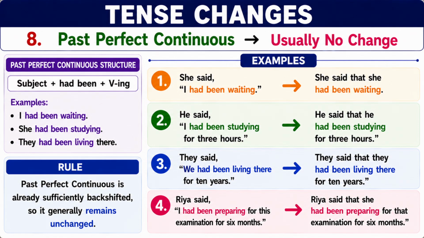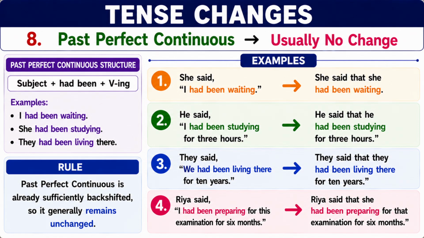The structure of past perfect continuous is subject plus had been plus verb ing. Examples are, I had been waiting. She had been studying. They had been living there. Remember this rule. Past perfect continuous is already sufficiently backshifted, so it generally remains unchanged.